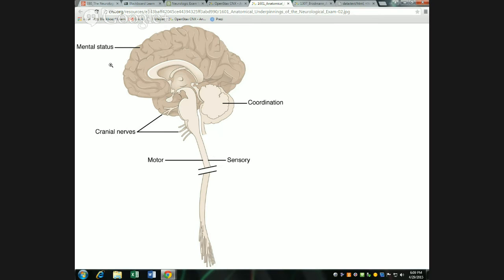Okay. So the 5 exams kind of cover a lot of the major portions of the brain, spinal, nervous system. Mental status is about mostly the cerebrum, but also the diencephalon. The cranial nerve is mostly about the brainstem, but also a little bit of diencephalon and just a little bit of the cerebrum. Coordination is about the cerebellum, and then motor and sensory is about the spinal cord.